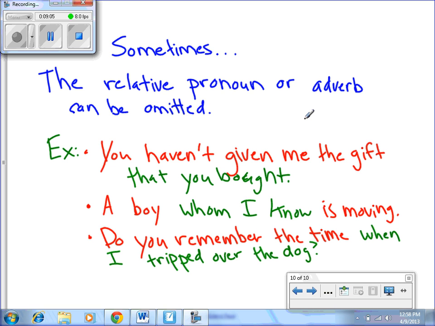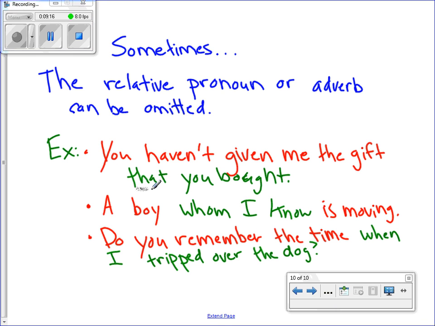So like I was saying, sometimes the relative pronoun or adverb can be omitted. That is our relative pronoun. If you read the sentence, you haven't given me the gift that you bought. This adjective clause, that you bought, is describing the gift. You don't have to have the word that in there. You can take it out and have the sentence, you haven't given me the gift you bought. It's assumed or sort of implied that the word that is there, but you don't have to actually have it in the sentence.